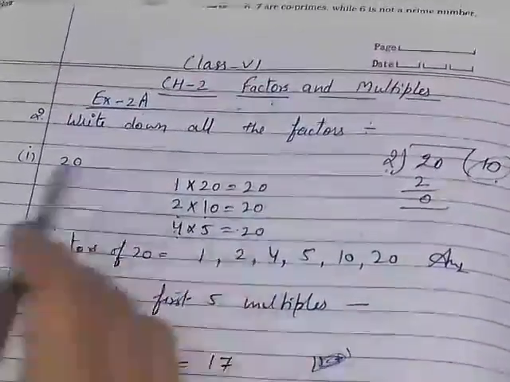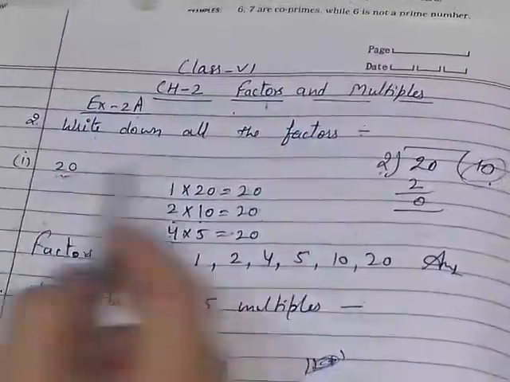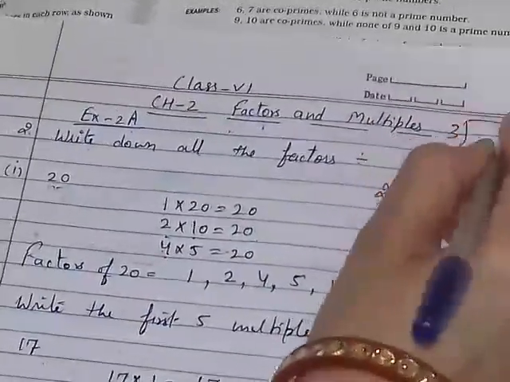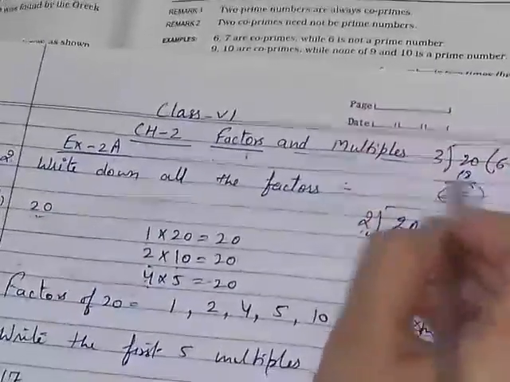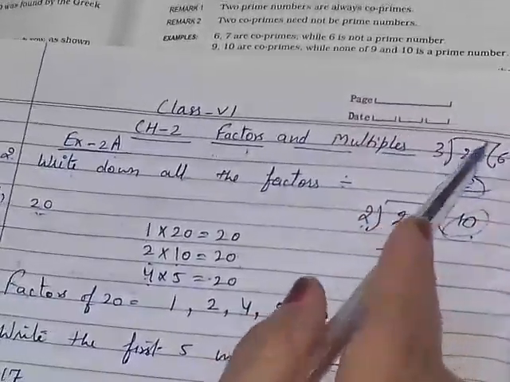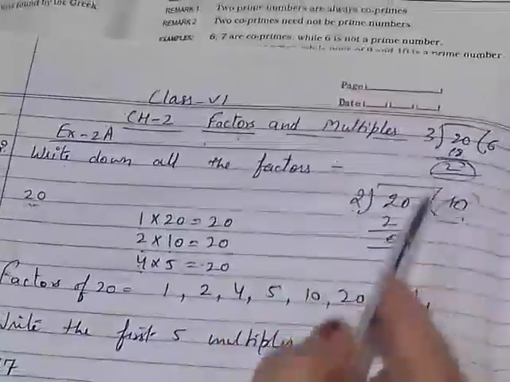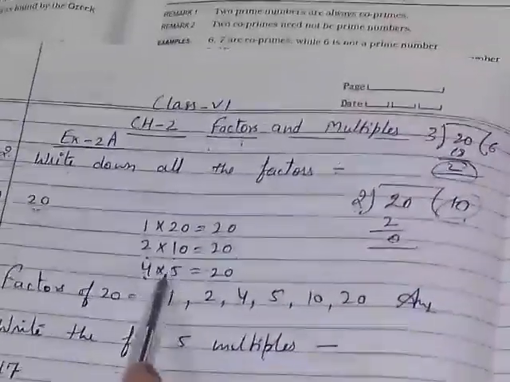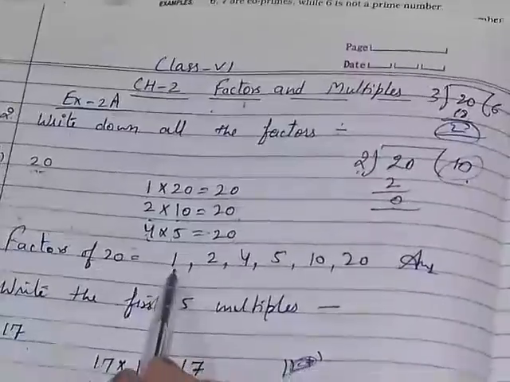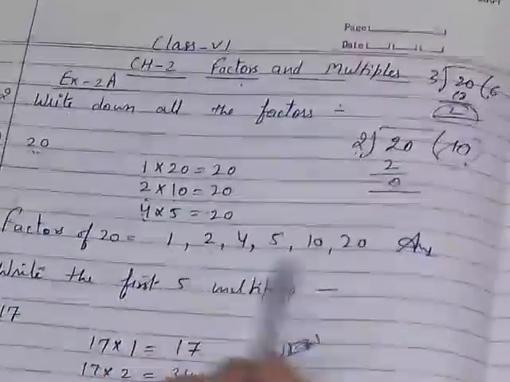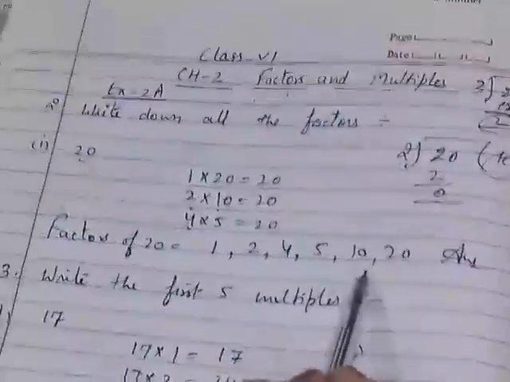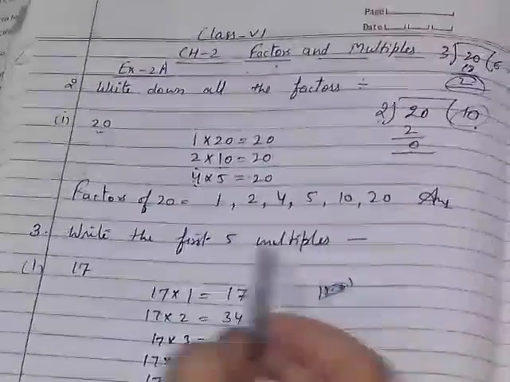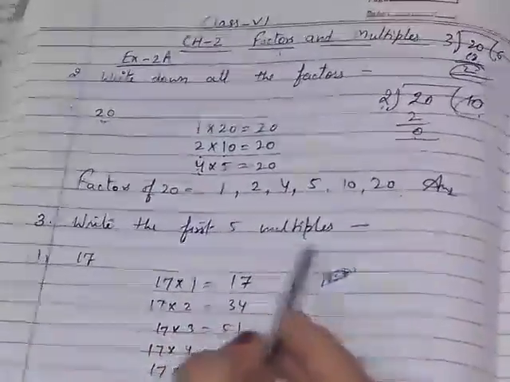And 3, we can't divide 20 with 3, because when we divide 20 by 3, there is a remainder. So 3 is not a factor of 20. We have to take only those numbers whose remainder is 0. And 4, 5, 20. So the factors of 20 are 1, 2, 4, 5, 10, 20. All the factors you have to write down. If you leave out any one factor, then 0. The question will be wrong.